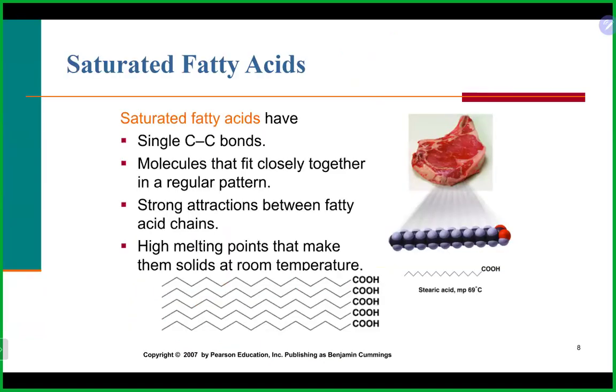Now, saturated fatty acids, as I mentioned before, all have carbon-carbon single bonds, and that's why they're known as being saturated. They basically have the maximum number of hydrogens that you could have. One of the characteristics of a saturated fatty acid is that because they are all single bonded, when you get a bunch of them together, they fit together pretty well with each other. They're all kind of straight, so they fit nicely with each other.